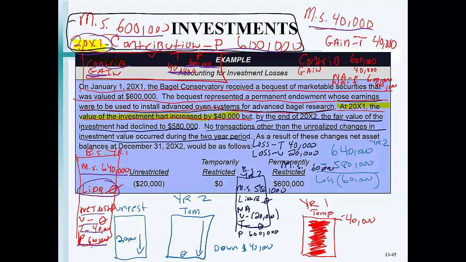So I went ahead and I did what? I debit the marketable security for 40,000. That brings its balance up to what? 640,000. And I have now what? I have a gain that I've credited in that journal entry for 40,000.